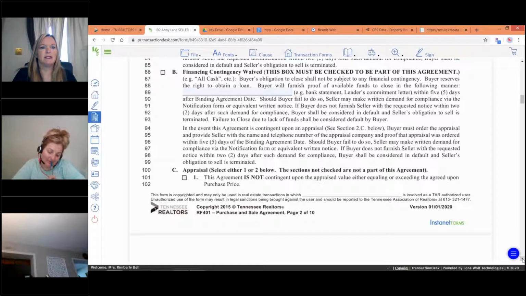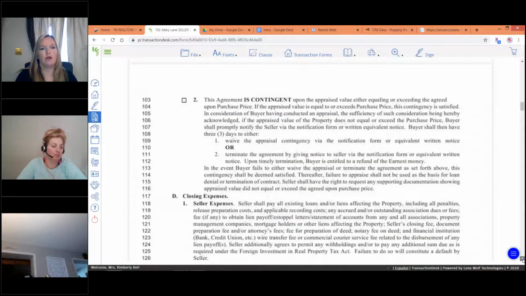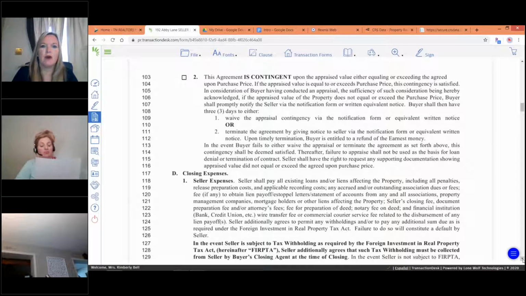On line 100, it's the appraisal. This agreement is not contingent upon the appraisal, or the more likely one, this agreement is contingent upon the appraised value either equaling or exceeding the agreed upon purchase price. If the appraised value is equal to or exceeds the purchase price, this contingency is satisfied. In consideration of the buyer having conducted an appraisal, the sufficiency of such consideration being hereby acknowledged, if the appraised value of the property does not equal or exceed the purchase price, the buyer shall promptly notify the seller via the notification form or written equivalent notice.